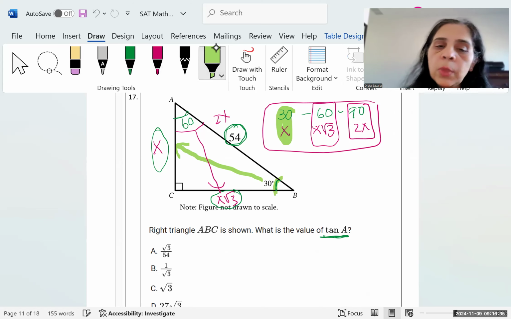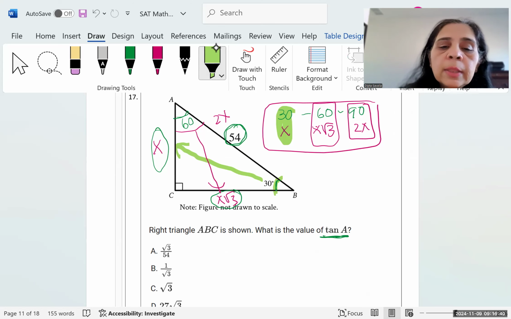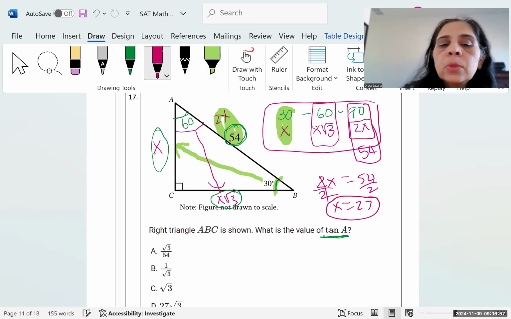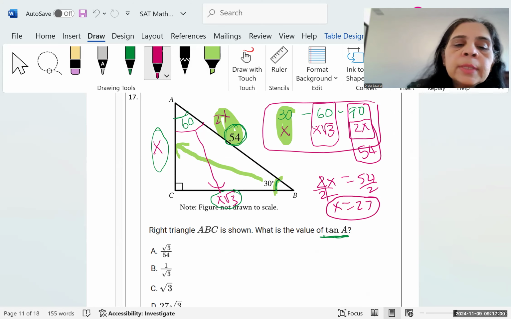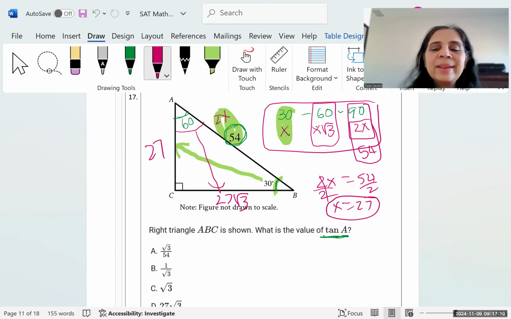So now how can we use it? We decide which side is x square root 3 and which is 2x. This side length is given, so we can make an equation right from here. I will write down 2x equals 54. Divide by 2, so x is 27, that's it. So we found here that this is 27. Now this side is 27, and this side is 27 square root 3. All right, so now we have all sides, right?